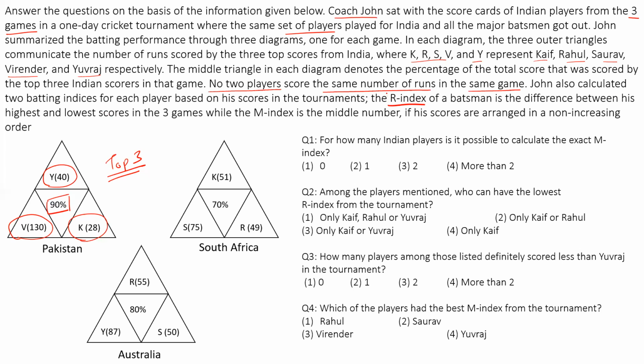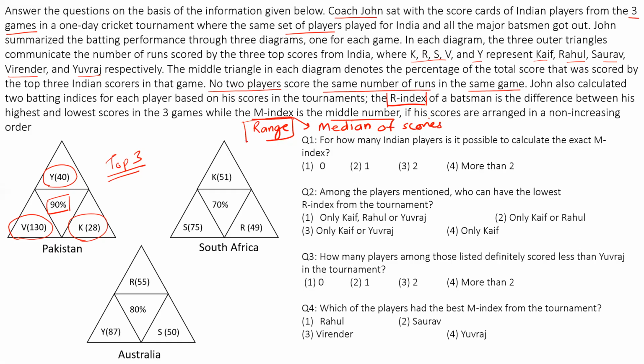Now, if you remember, we can easily connect R index with the range. Clearly, the definition of range is also the same. The second is M index. M index is the middle number if his scores are arranged in a non-increasing order. So I can clearly understand that M index is nothing but the median of scores.